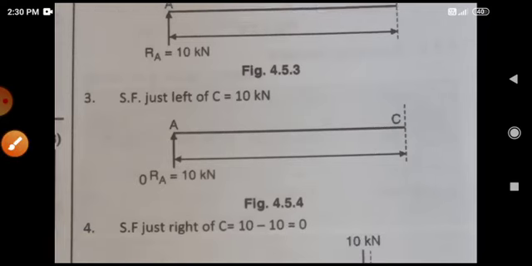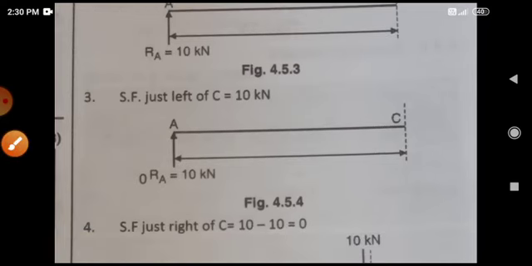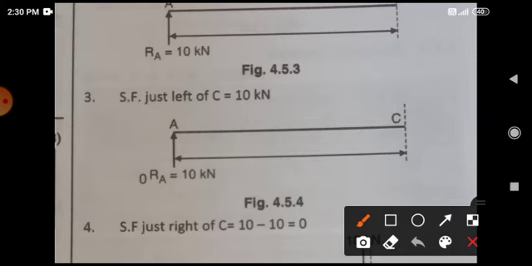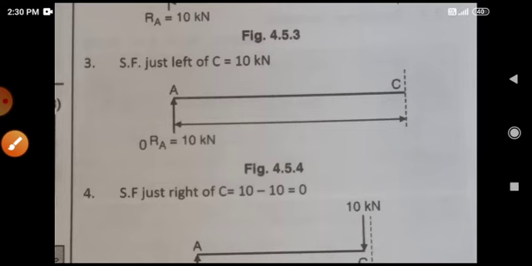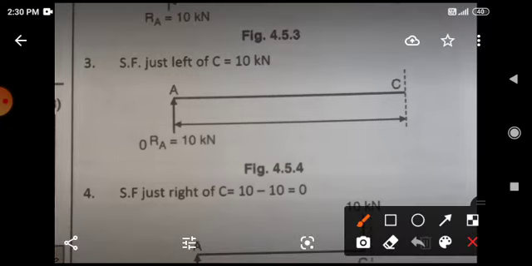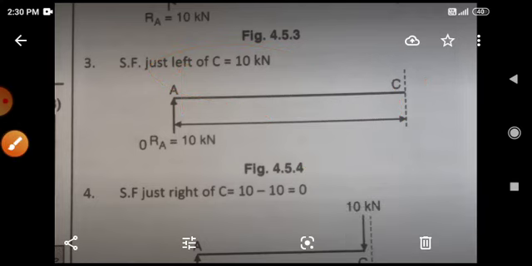Okay, therefore just left of C, the shear force is 10. Just right of A is 10, just left of C is 10, and just right of C it will be equal to 0, because this is the upward shear force and this one is the downward force. That's why they will cancel each other. Therefore, just right of C, the shear force will be 0.